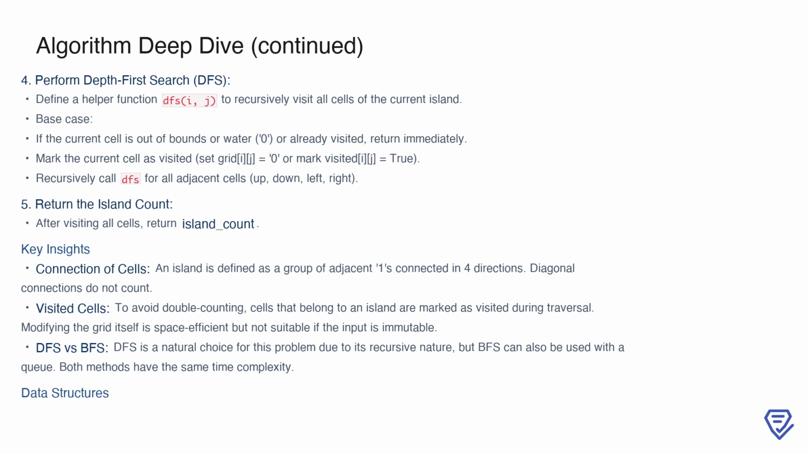First, an island is defined as a group of adjacent ones connected in 4 directions, so diagonal connections are not considered. Second, marking cells as visited is crucial to avoid double counting the same island. While directly modifying the grid is space efficient, it won't work if the input is immutable. Lastly, while we use DFS here, BFS is also a viable option, and both methods have the same time complexity.